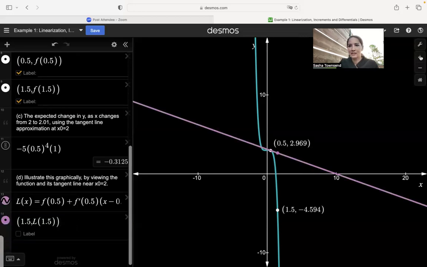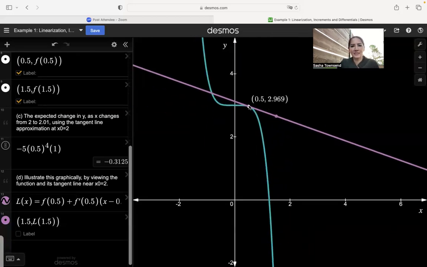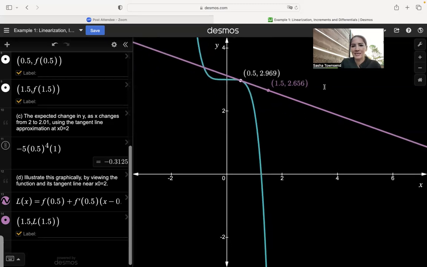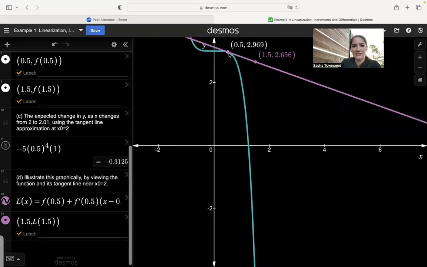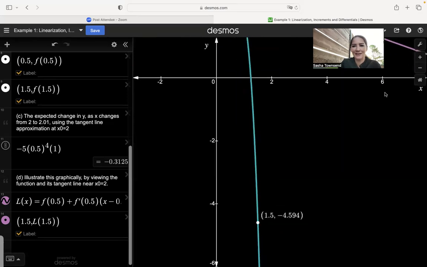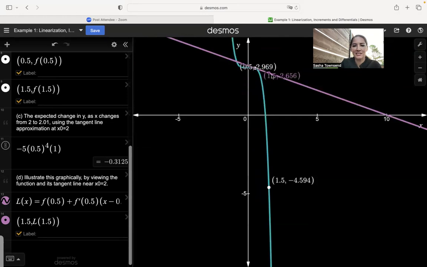Let's look at how much we expect the y values to change. If our x's go from 0.5 to 1.5, we would expect the y values to change by this 2.656 minus that 2.969, which gives us negative 0.3125. But that doesn't actually happen. The actual change in y is the difference between this y value and that y value, and it's huge. That's because our step size is so large. We're taking such a large step from x equals 0.5 to x equals 1.5 that we wouldn't expect this tangent line to be a very good approximation.